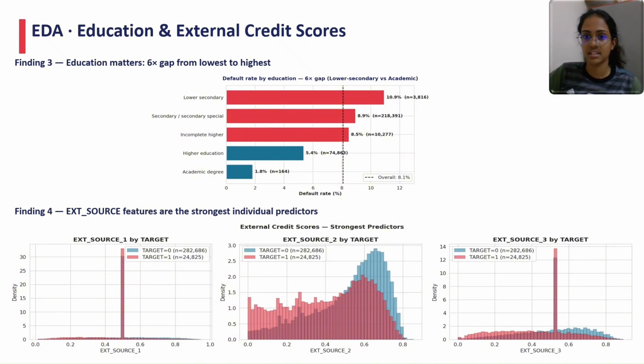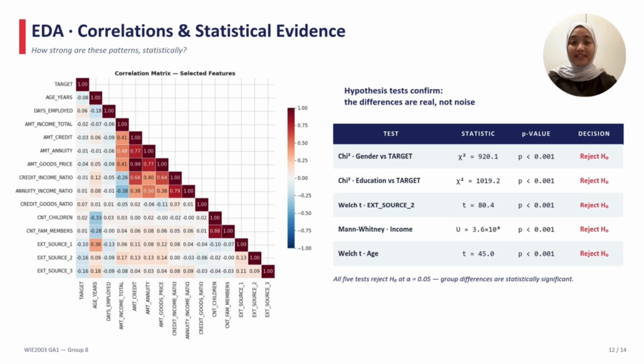Asha on stats. Five hypothesis tests. Chi-square on gender and education both reject the null at p less than 0.001. Well, t-test on EXT_SOURCE_2 and age, and Mann-Whitney on income. All reject at p less than 0.001.